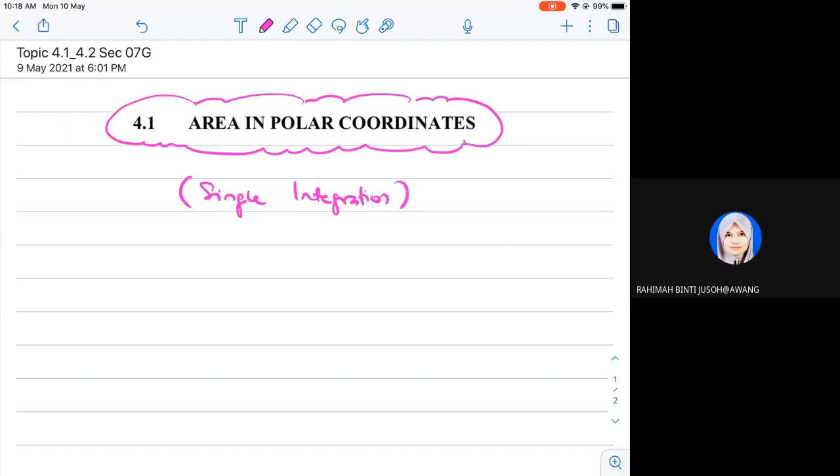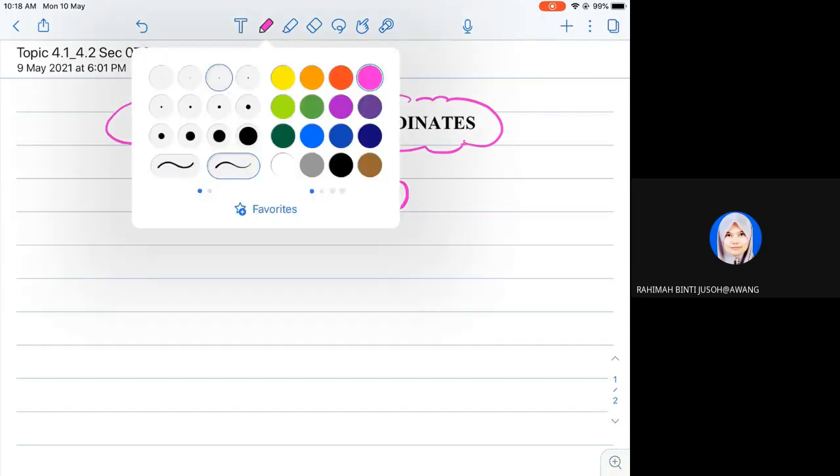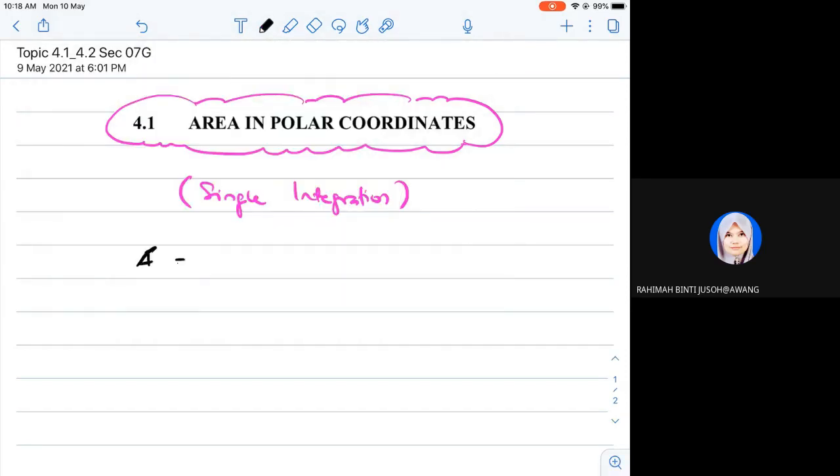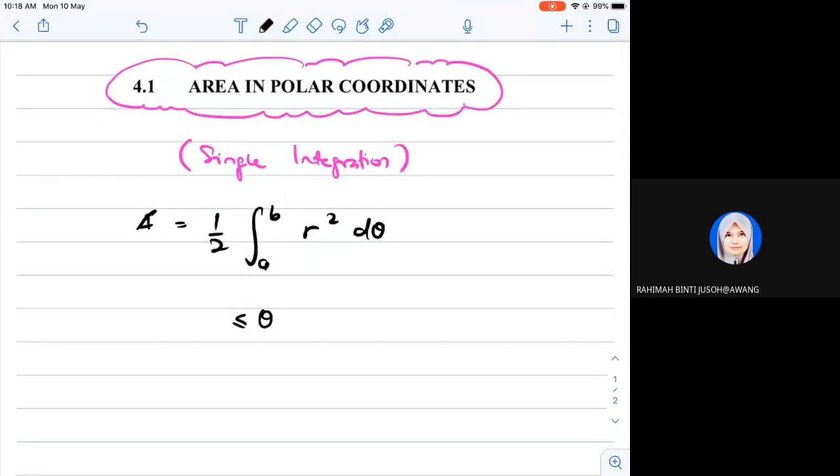Area in polar coordinates. In polar coordinates, in order to calculate the area, we have two methods. First, by using single integration, which is what we are going to learn today. The formula is like this: A, the area, equals 1/2 integration from a to b of r squared d theta, where theta is the limit of the range from a to b.